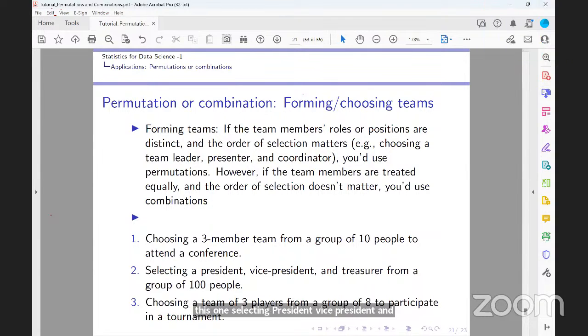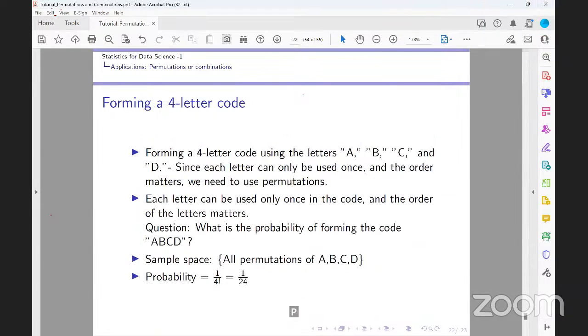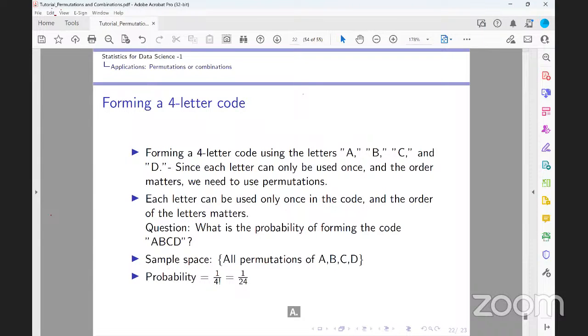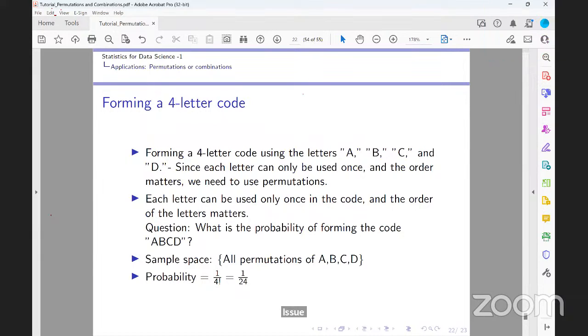Yes. We have 3 factorial. Second, I'm not choosing just 3. Is that clear? Yes, ma'am. A 4-letter code. Again, I think we have done this. Permutation. So now you can see the sample space. Is the permutation and combination part clear a bit? Yes, ma'am. Let's do a few more.